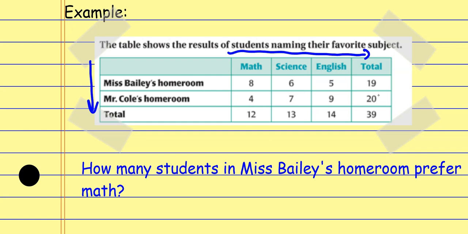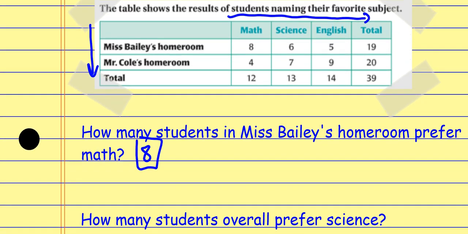Okay, but so this one, just reading the two-way frequency table, it says how many students in Miss Bailey's homeroom prefer math, and so we have to identify Miss Bailey's homeroom, and for math, looks like she's got 8 students that prefer math. Okay, so the answer here is 8, and that's it. So we're just kind of reading this thing for now.